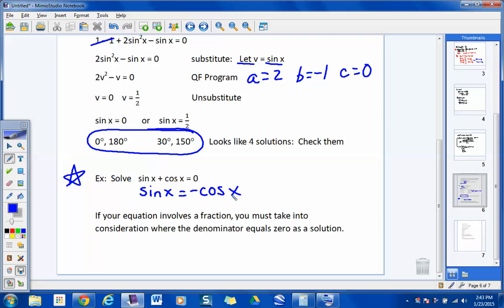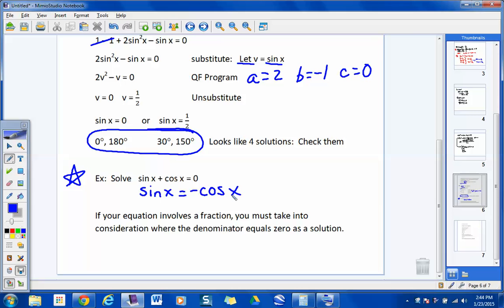Okay, I'm hearing 315 a lot. Jump down to 315 degrees. Does it look like the sine and the cosine are opposites of each other? They are. So 315 would work. Is there another situation? 135? Okay. I have a question for you guys.